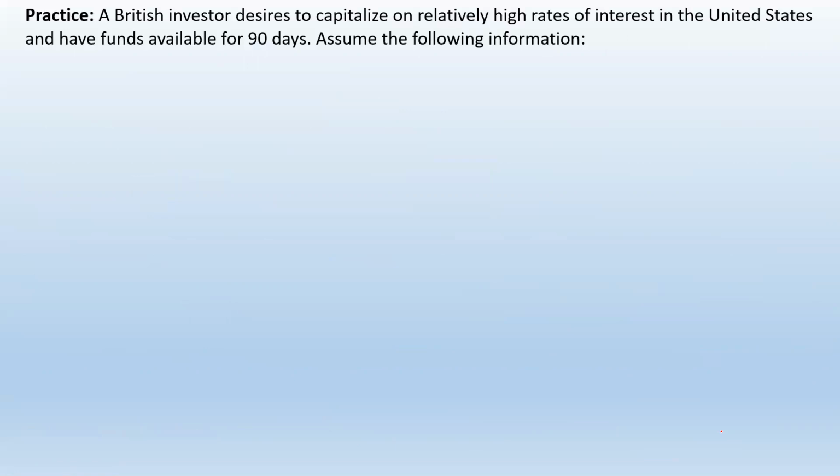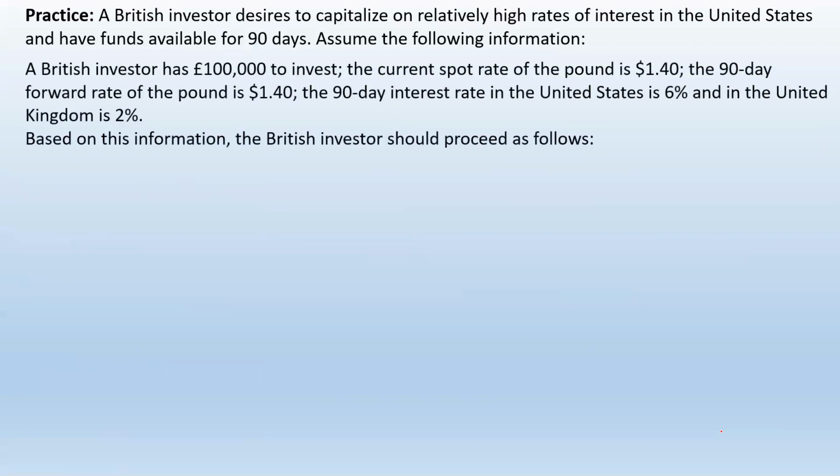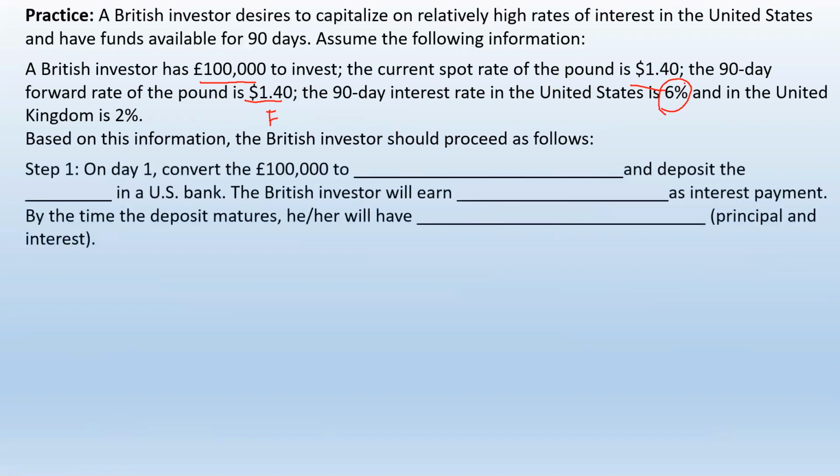And another practice is when the U.S. has a relatively higher interest rate. This is one step further, but the British investor will benefit from this. So here is an example. The British investor has 100,000 British pounds. The current spot rate is 1.4, and the forward rate F is 1.4. And the US right now has a relatively higher interest rate. So in this case, the UK investor will first try to capitalize on this 6% interest rate in the US. So they will convert this 100,000 British pounds into US dollars.